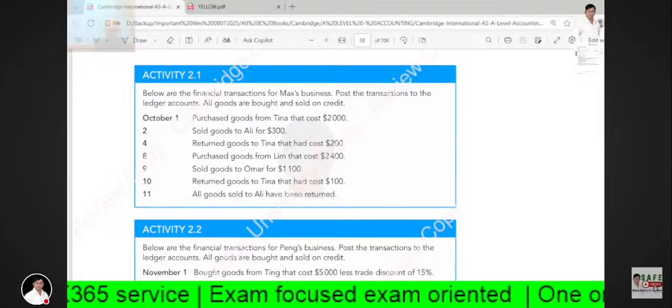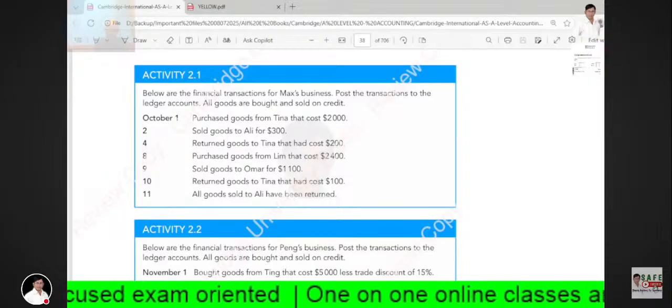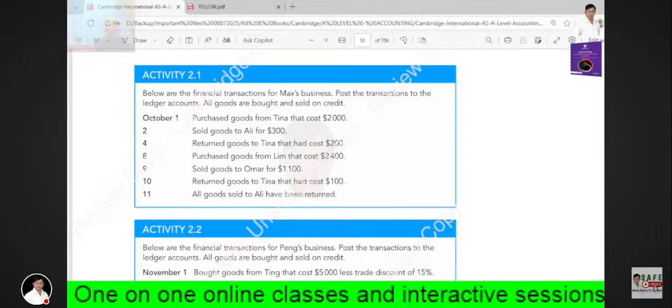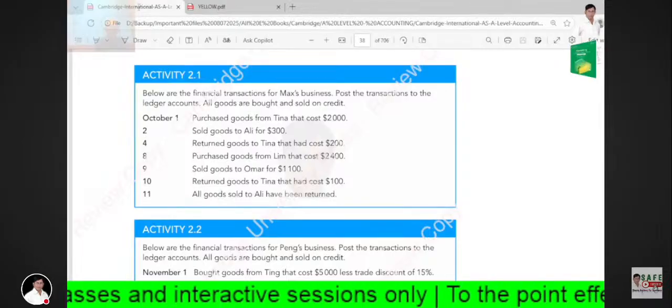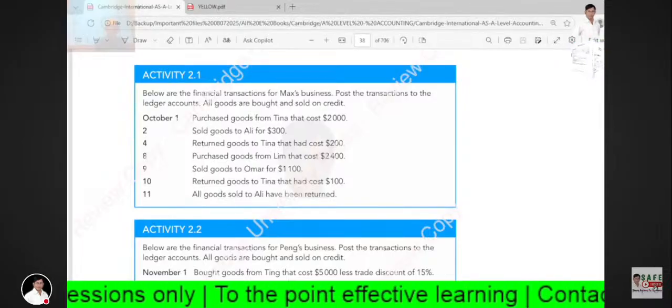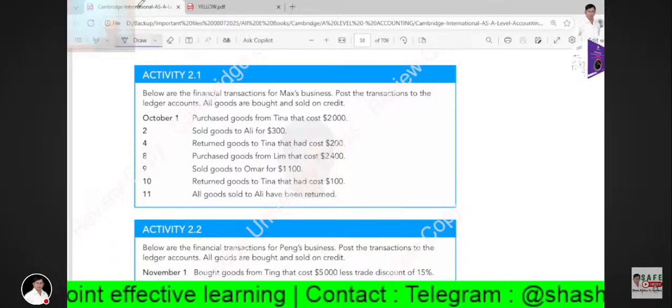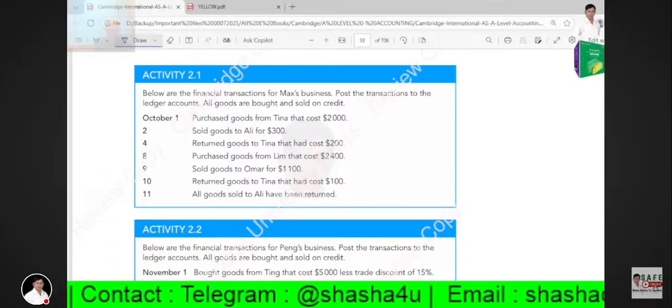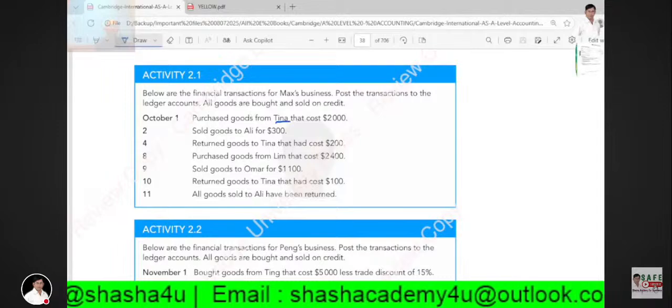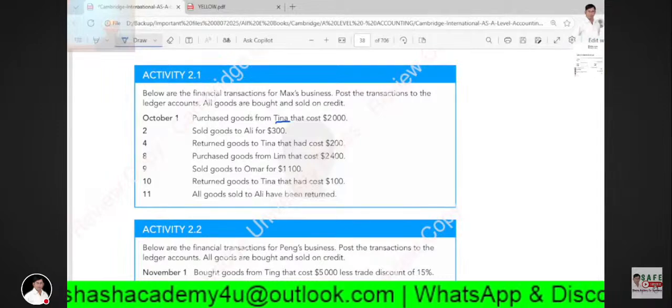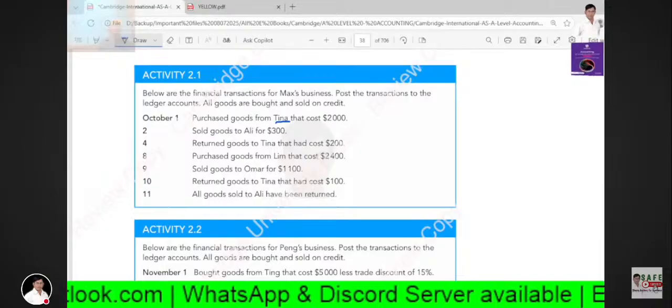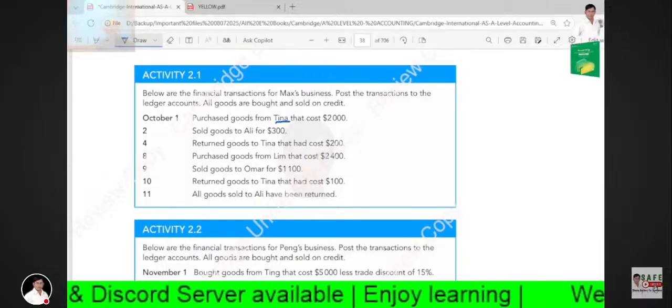Basically, we need to know the personal account, whether this account is receiving or taking. So, we need to know this.